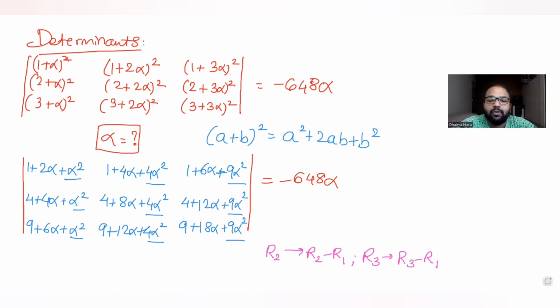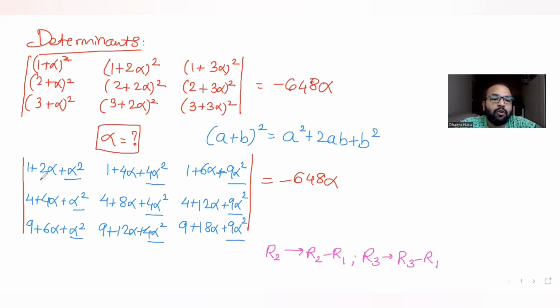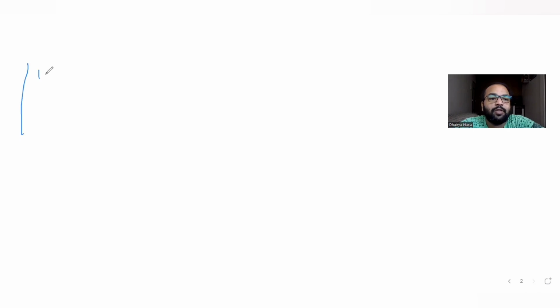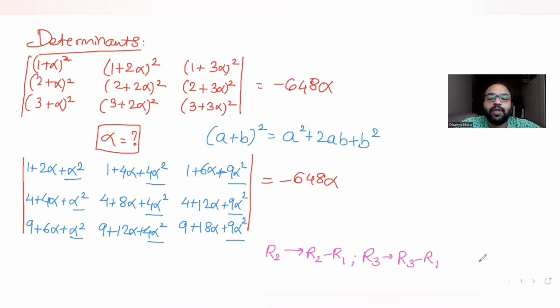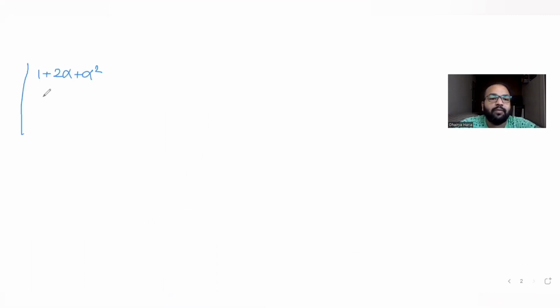If I apply this row transformation, let's see what our elements become now. So if I solve the first column, I get 1 plus 2 alpha plus alpha square remains as it is because it is in the first row. We are only changing second and third row. So second row, it tells us second row minus first row. So 4 minus 1, 3. And 4 alpha minus 2 alpha is 2 alpha. So 3 plus 2 alpha, and this gets cancelled. So you get 3 plus 2 alpha.